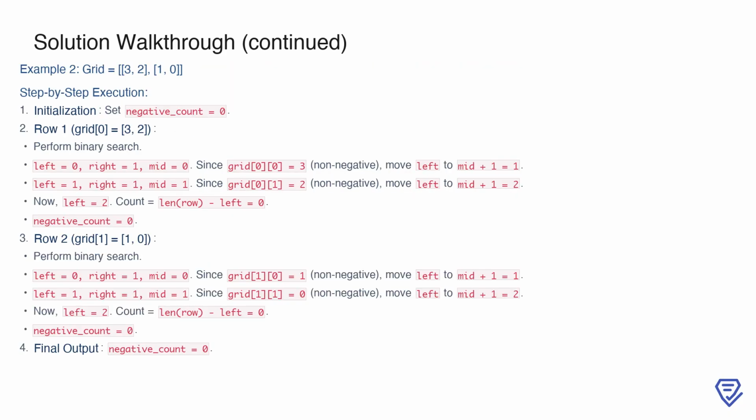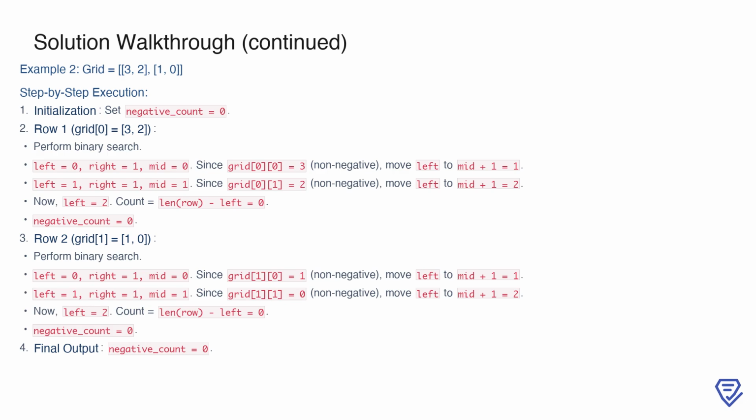In this example, the grid is smaller, containing only 2 rows, 3, 2, and 1, 0. We initialize negative_count to 0. For the first row, 3, 2, we perform a binary search. With left equals 0 and right equals 1, at mid equals 0, the value is 3, which is non-negative, so we move left to mid plus 1, which is 1.